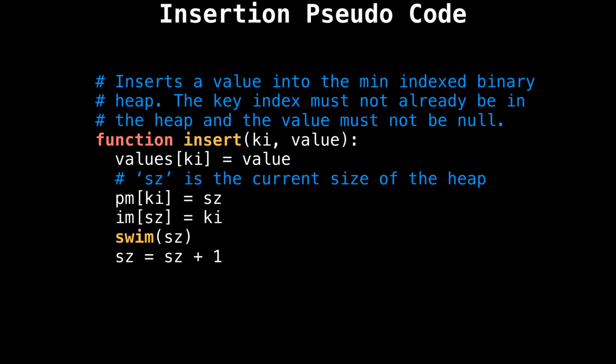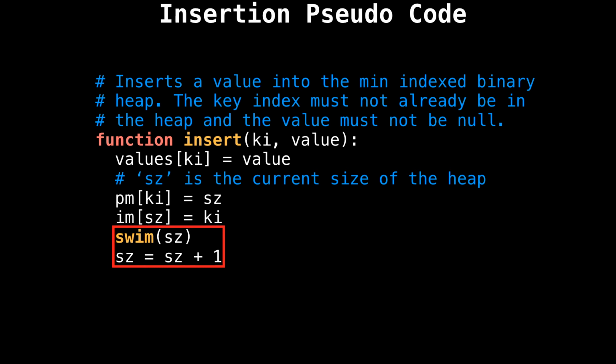Let's have a look at some pseudocode for insertions. In this snippet, the user calling this function needs to provide a valid key index, ki, as well as a non-null value they want to insert. The first thing I do is store the value associated with the key inside the values array. Then I update the position map and the inverse map to reflect the fact that a new key value pair has been inserted into the priority queue. Finally, I move the node up the heap until the heap invariant is satisfied.